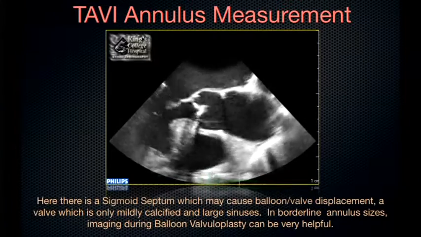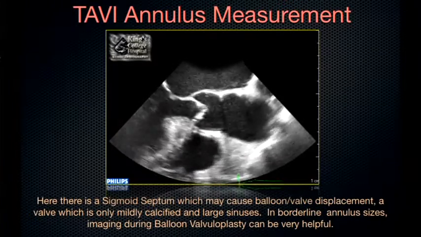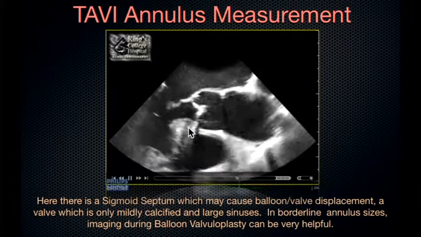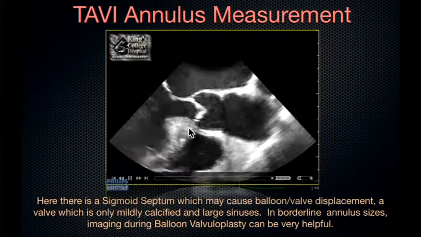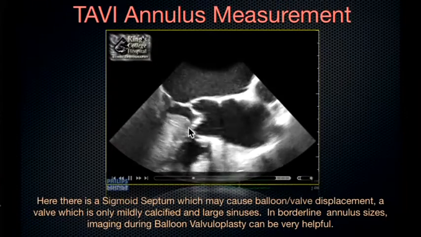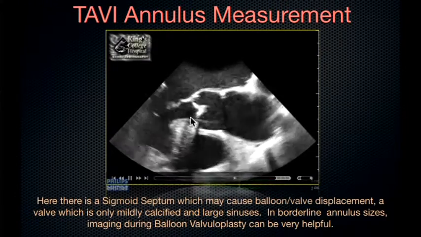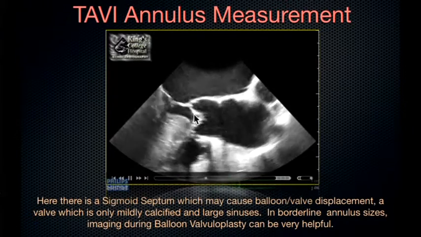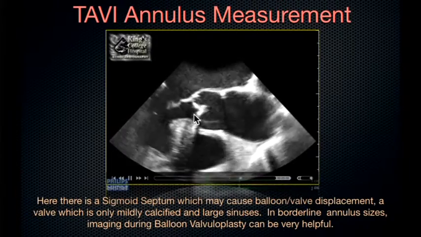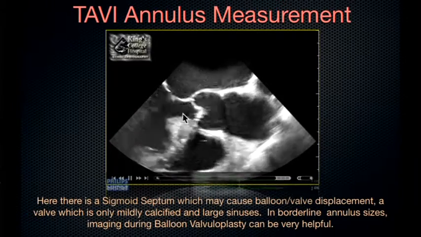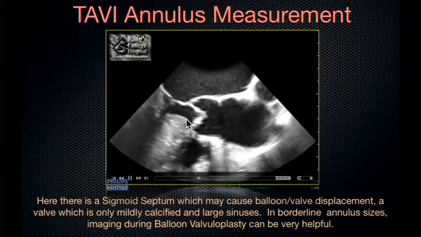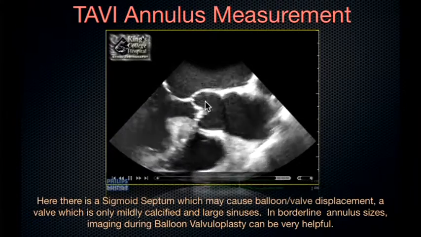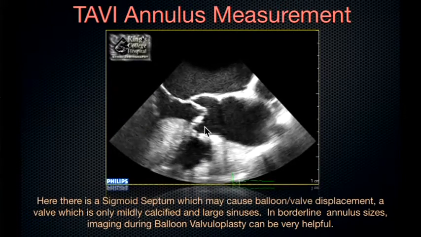There are other important anatomical considerations, some of which we will discuss later. But here's a patient who's got a sigmoid septum or a septal bulge. And this can cause a number of technical issues during the valvoplasty, one of which being that as the balloon inflates in the LV outflow tract, there may be a tendency for it to move and for the valve to be displaced. In this particular patient, there was an issue because of this sigmoid septum, but in addition you can see that the valve leaflets are not heavily calcified and the sinuses are quite large.